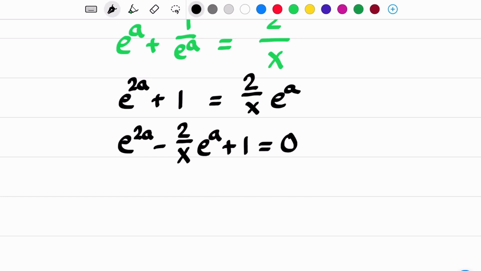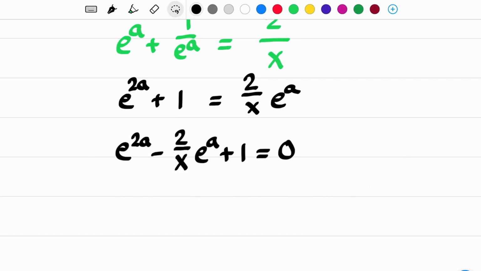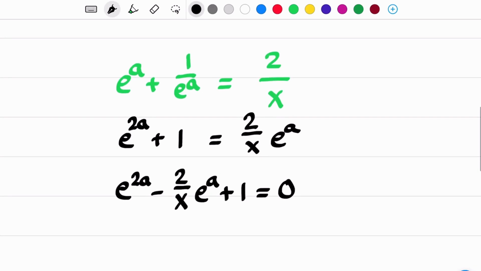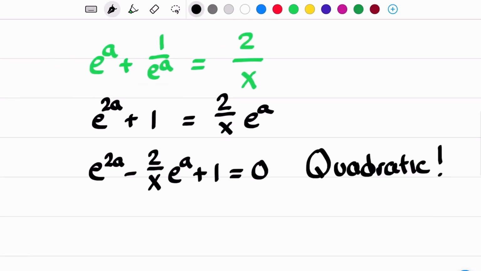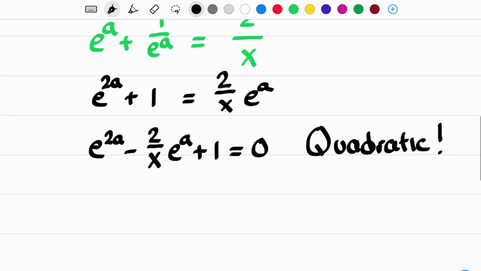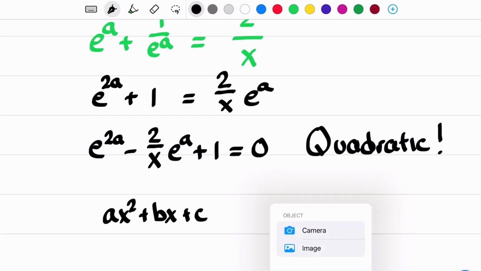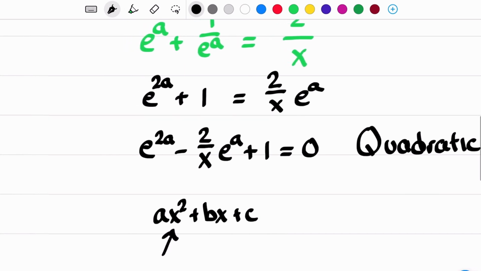Right there. Now, why did I do that? Well, some of you might have already noticed, but this is actually a quadratic. That is a quadratic in terms of e to the A. Right? We have an e to the A squared, an e to the A, and then a constant. That just fits our normal basic quadratic form, ax squared plus bx plus c, only now the variable is e to the A, and this 2 over x just happens to be a constant.